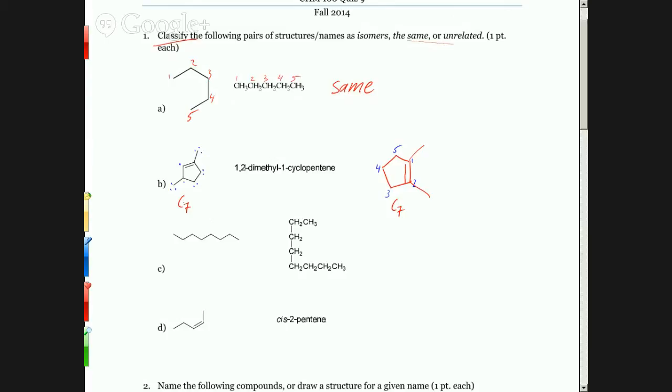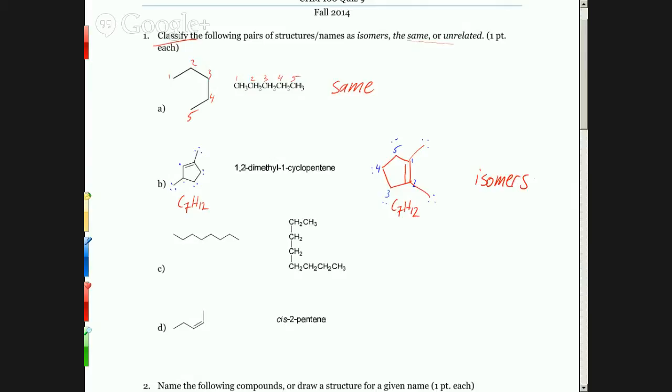Maybe? Okay, let's count them up. 1, 2, 3, 4, 5, 6, 7, 8, 9, 10, 11, 12. So that's C7H12. I'll do the same thing over here. 1, 2, 3, 4, 5, 6. Those don't need any. 7, 8, 9, 10, 11, 12, and nothing there. So this is also C7H12, and that makes these two isomers.